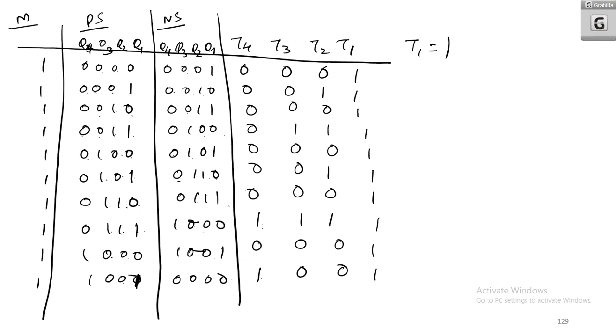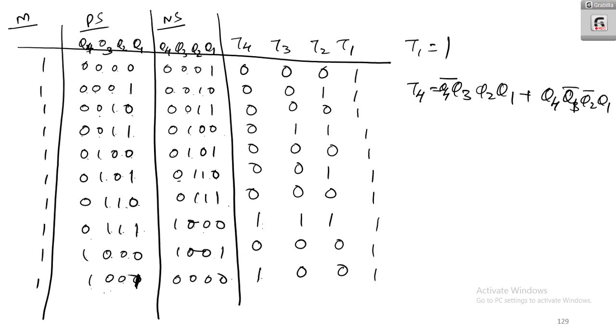So T4 I will get as what? Q4 bar here, and here you will get Q4. This is Q4 bar, Q3 bar, Q2 bar, Q1. Now see here M is equal to 1, so now you can add M here.